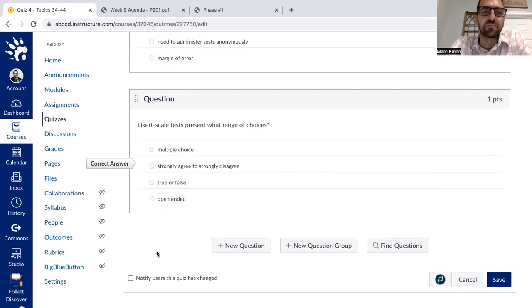Likert scale tests present what range of choices? Strongly agree to strongly disagree. And again, you all are super familiar with these Likert tests. If you look at personality and gay marriage attitudes, there's a lot of Likert tests.